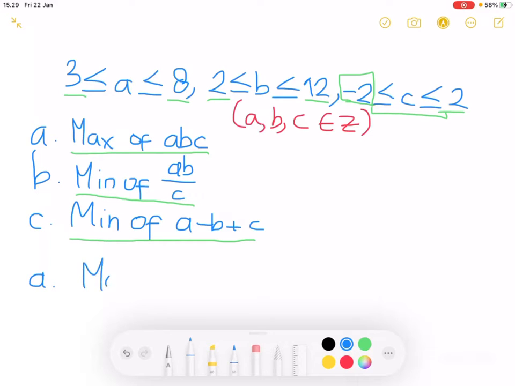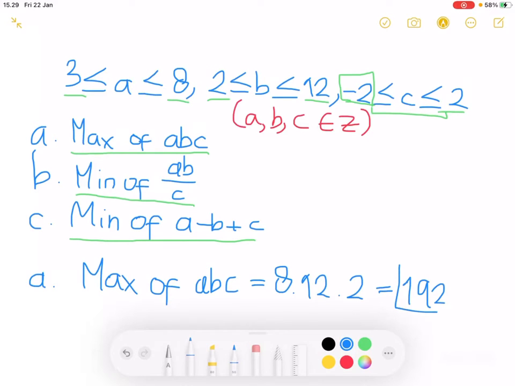So I'll just write maximum of A, B, C is equal to the maximum of A, which is 8, times the maximum of B, which is 12, times the maximum of C, which is 2. And you can just count this. 8 times 12 is 96, times 2, which is 192. There we go.